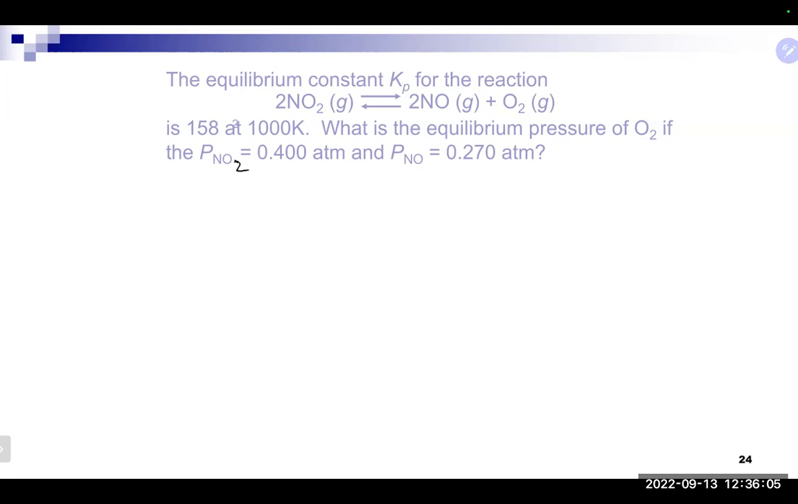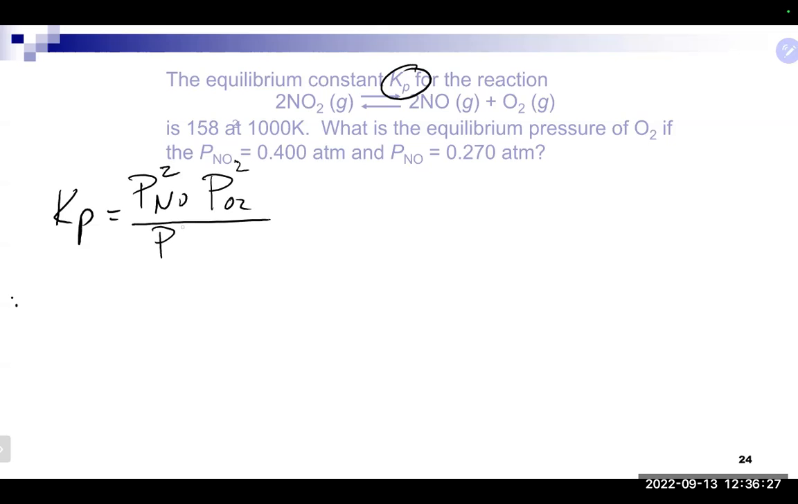So let's take a look here. In this case, we're given the Kp and we do have some pressures, and we're looking for a pressure. That would be a good place to start. We'll start with our Kp expression, which once again is products over reactants. So it's going to be the partial pressure of NO, squared, times the partial pressure of O2, divided by the partial pressure of NO2, once again squared because of the coefficient. That will equal 158 in this case.